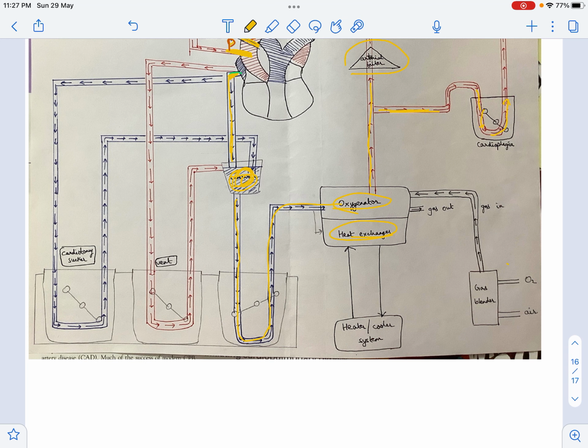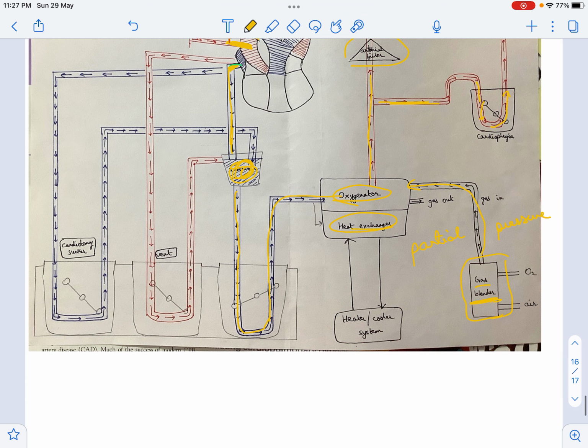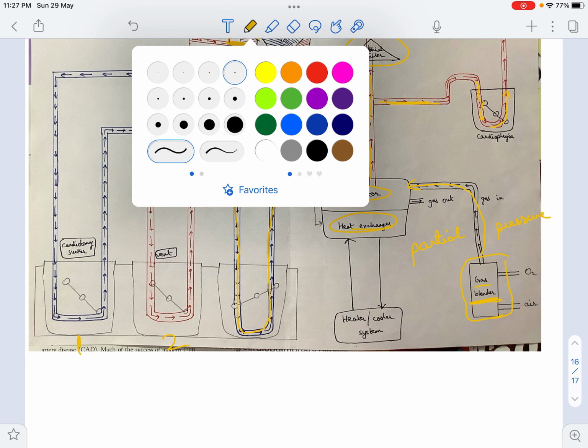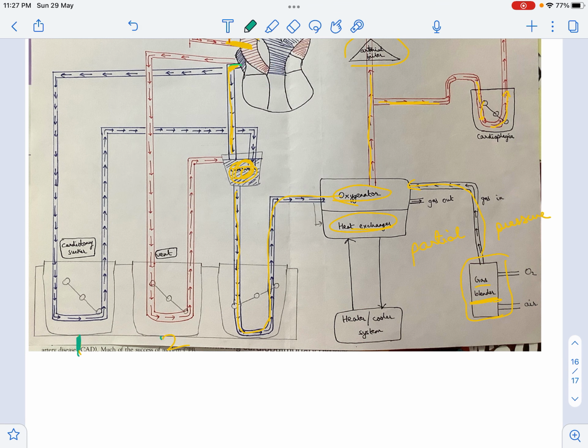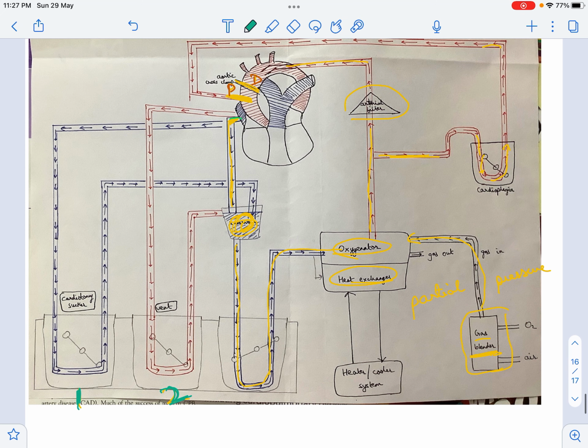Now, there is something called a gas blender over here. This gas blender ensures that oxygen reaches the oxygenator and it maintains the partial pressure. So, for that partial pressure, we need a gas blender. Now, these two are remaining. Let me use a different color now. So, what are these two things? This is the cardiotomy sucker.